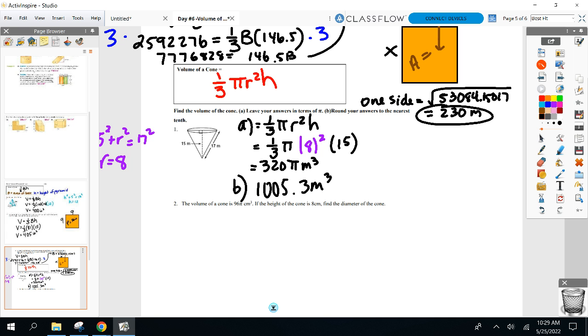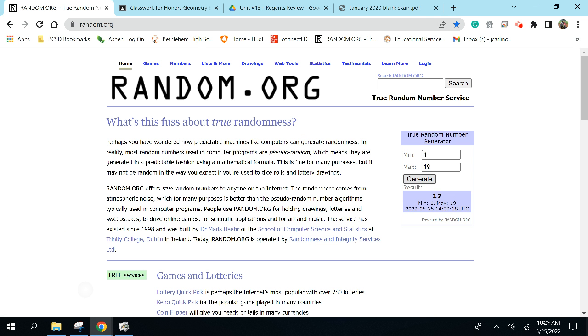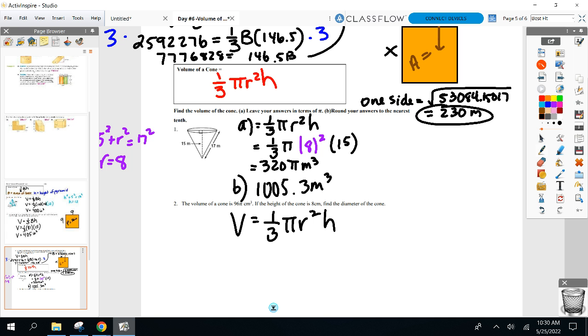All right. I'll give you the volume and the height, find the diameter. Wait a second. This formula doesn't have diameter in it. What's the plan of action then? The formula doesn't have D in it. What's your plan then? Okay, let's find the radius and double it at the end.